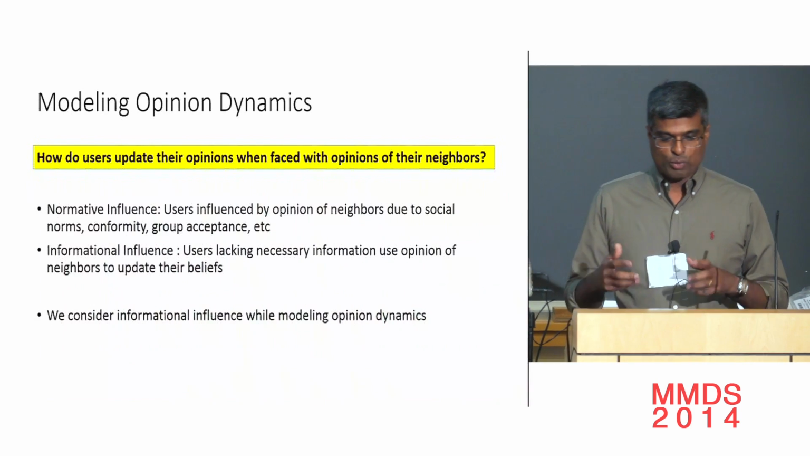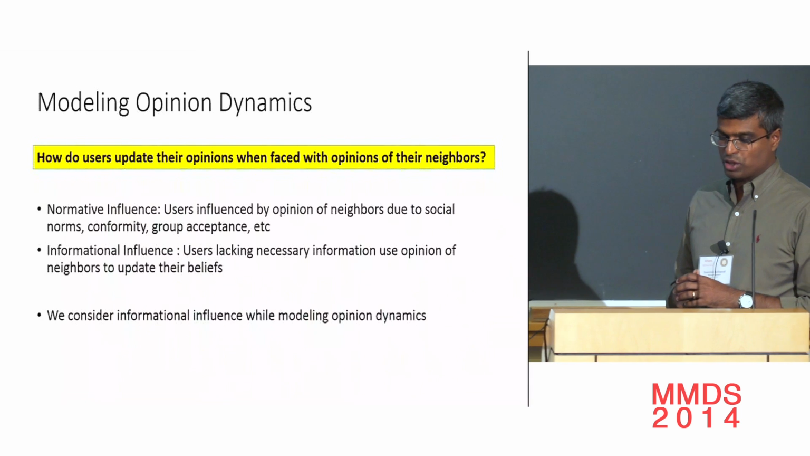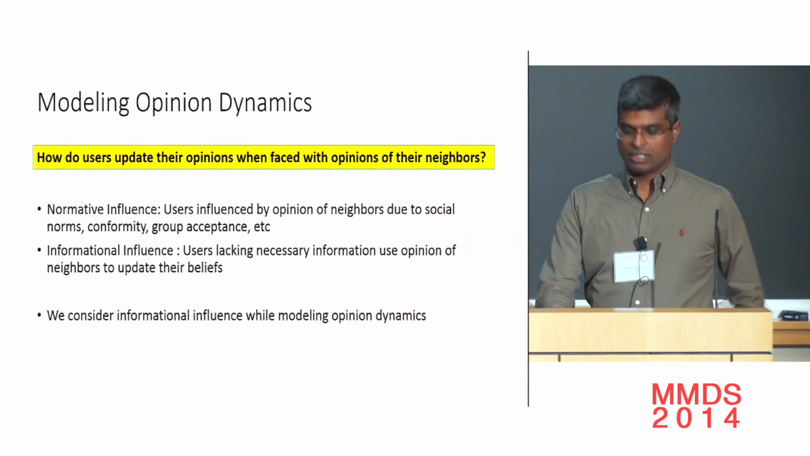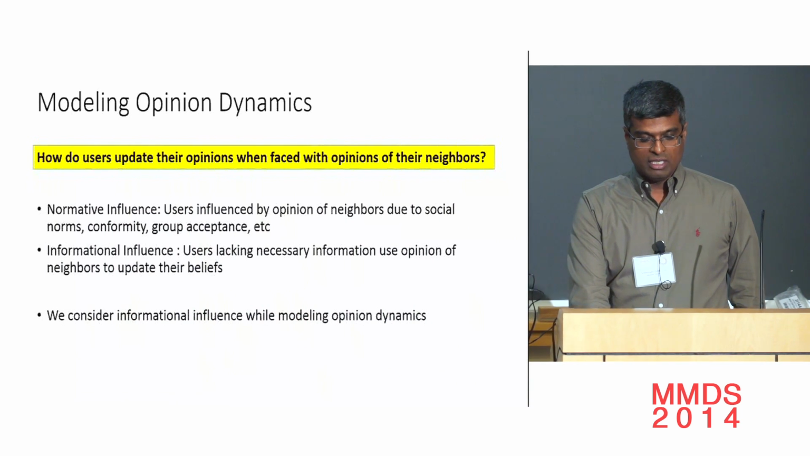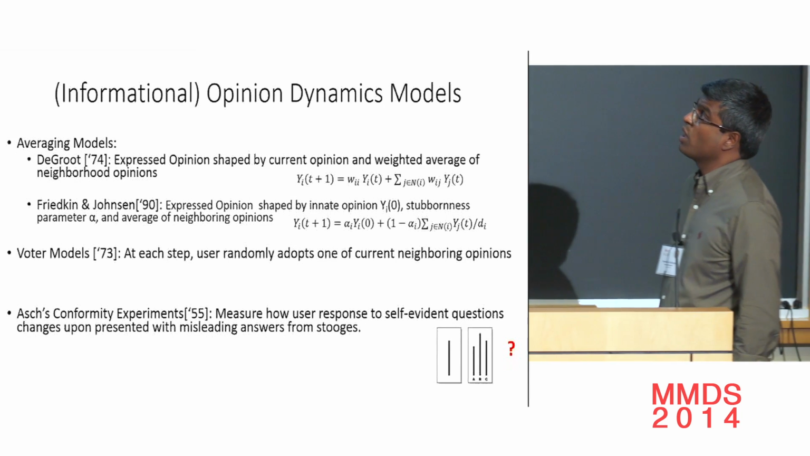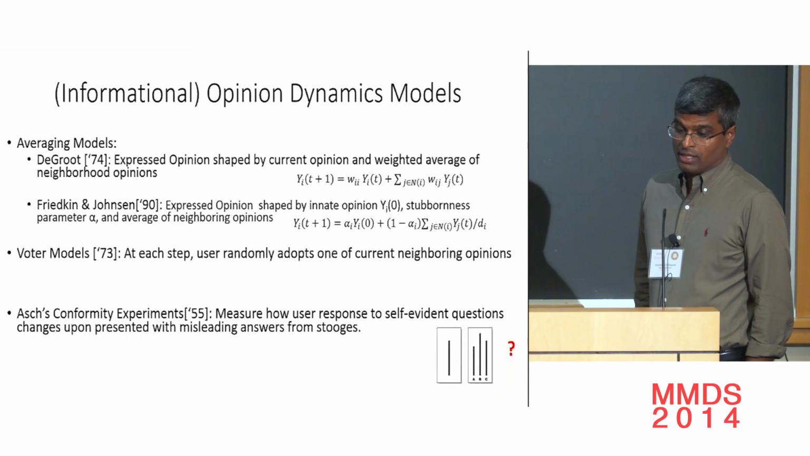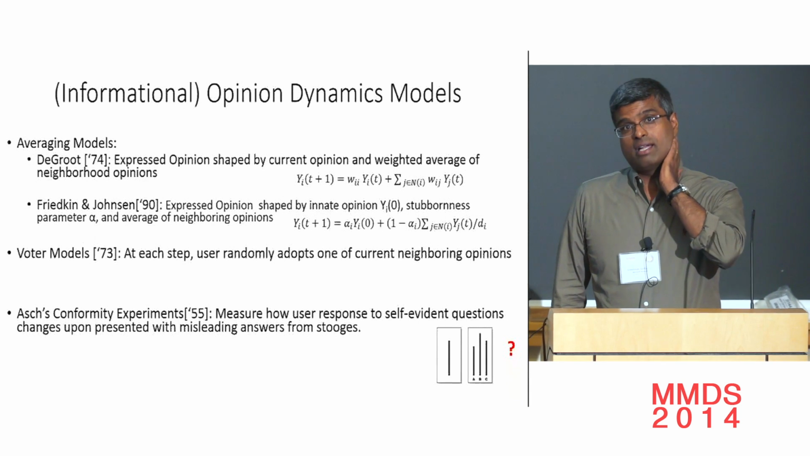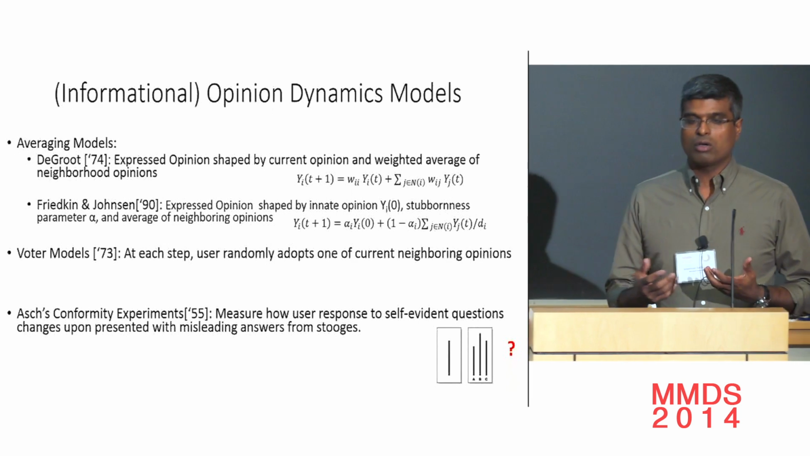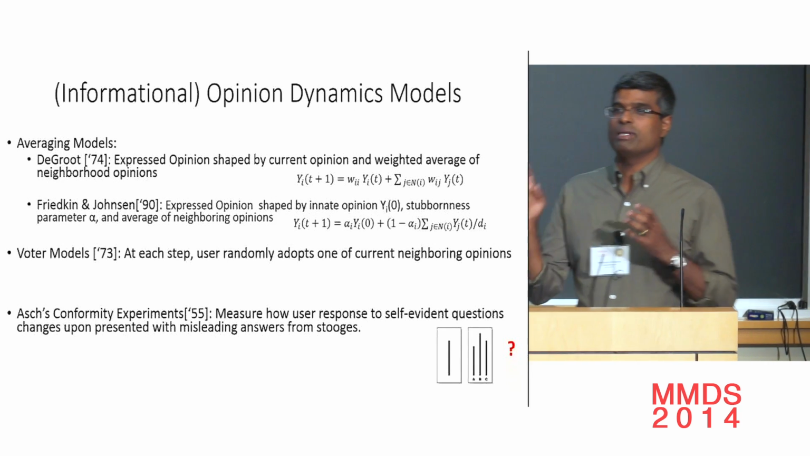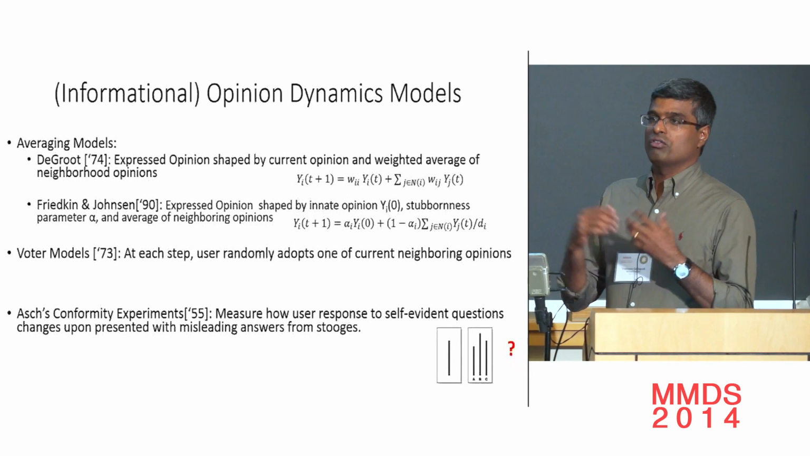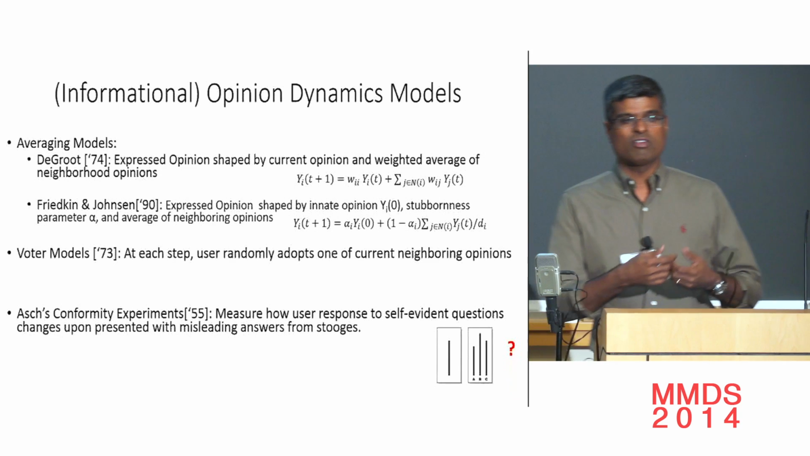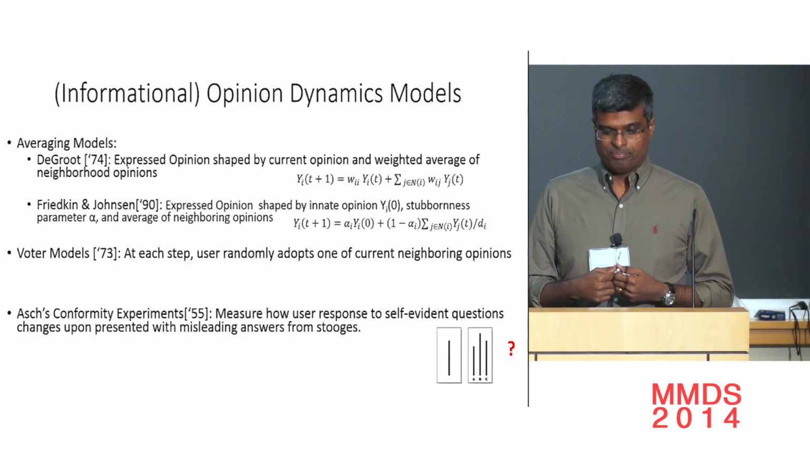Okay? And what we're going to look into in more detail here is the second aspect of it, that is the informational influence. And again, there's a lot of literature in this area, beginning with the celebrated work of DeGroot in 1974, where he proposed a very simple model in which the user simply averages the opinion or the values on a particular opinion from all the neighbors around the user.